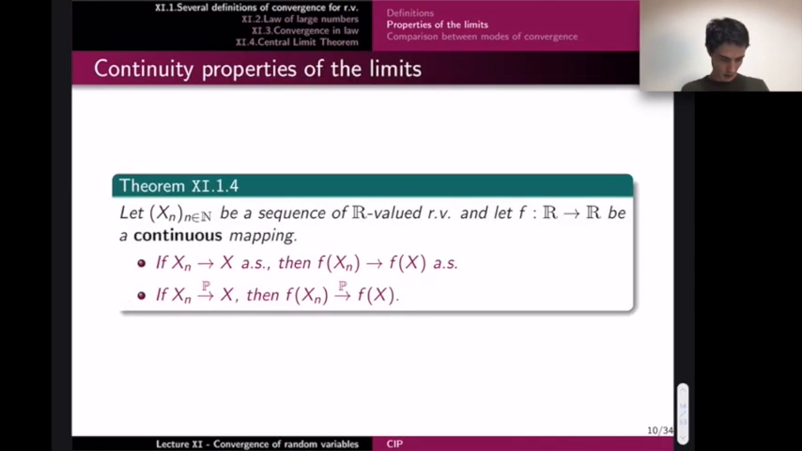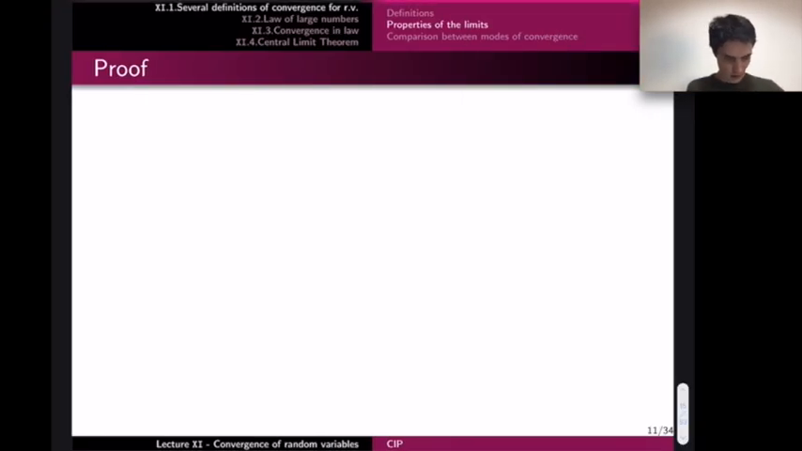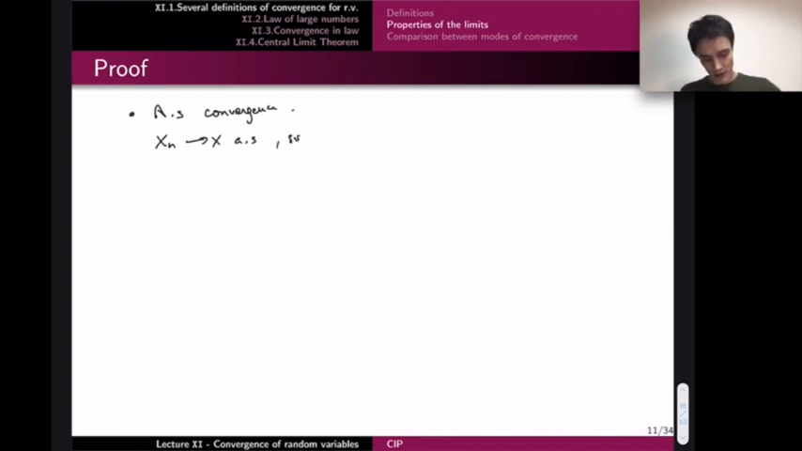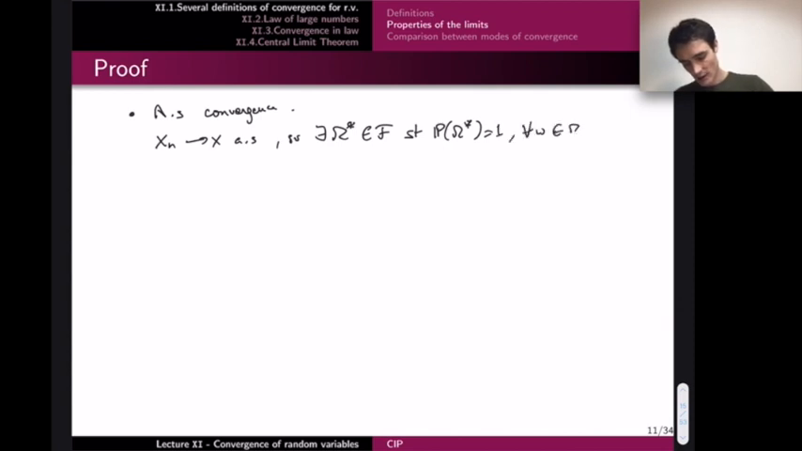Okay, so the first bullet point here is almost sure convergence. Remember that f is a continuous mapping. I'm working in R, say. So xn converges to x almost surely, that's the assumption. So there exists, let's say, omega star, a measurable set, such that P of omega star is equal to 1, and for all omega in omega star, xn of omega converges to x of omega.